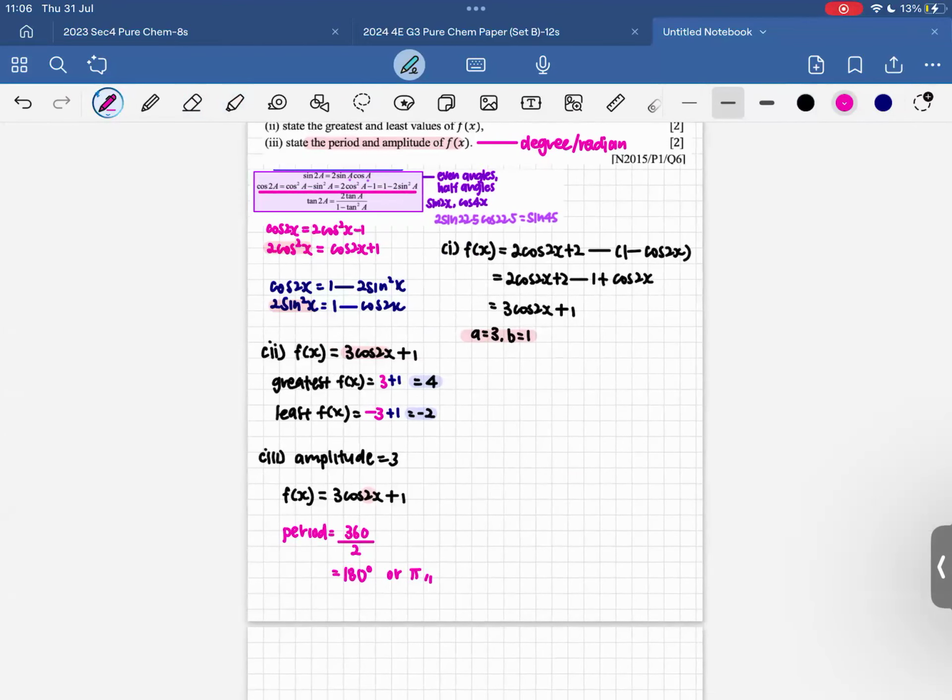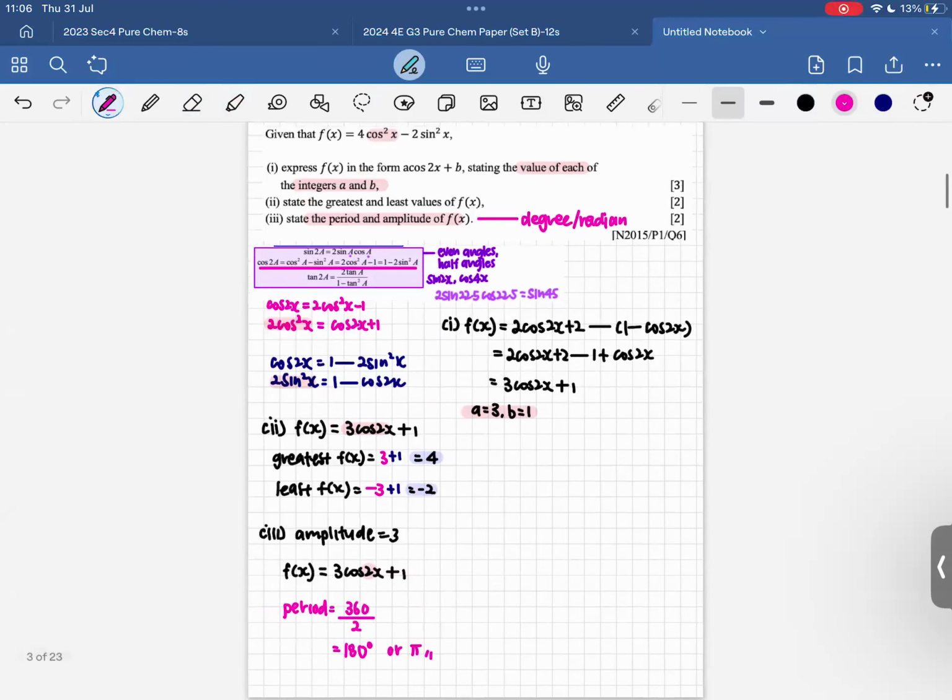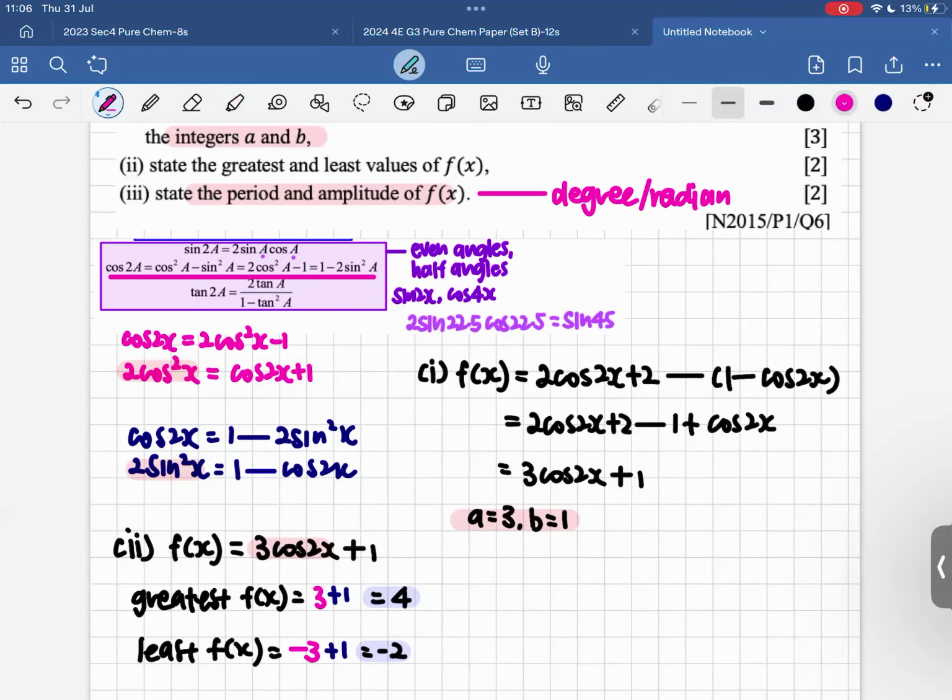Not too scary. I think quite easy. Just take note of how you make use of the formula. Be flexible. Different ways to use it.